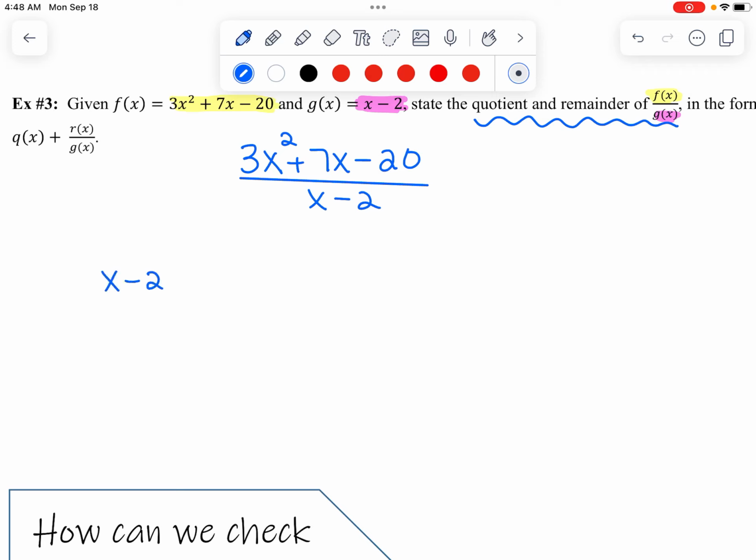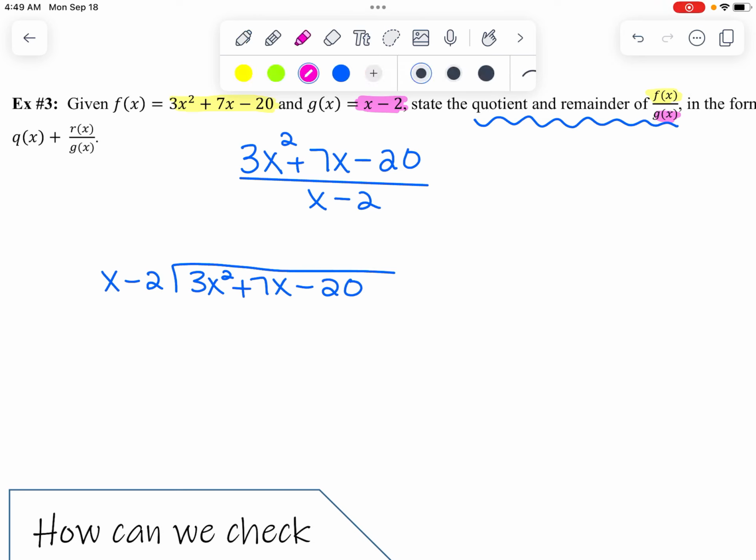If I take my x minus 2, which is my divisor, into the 3x squared plus 7x minus 20, and long division will work for any division of polynomials, whereas the factoring and the simplifying for division will only work if the expression is factorable. So long division is a process that will always work for any polynomial division question. Okay, so 3x squared, we're going to start by dividing that by x. 3x squared divided by x gives us 3x.